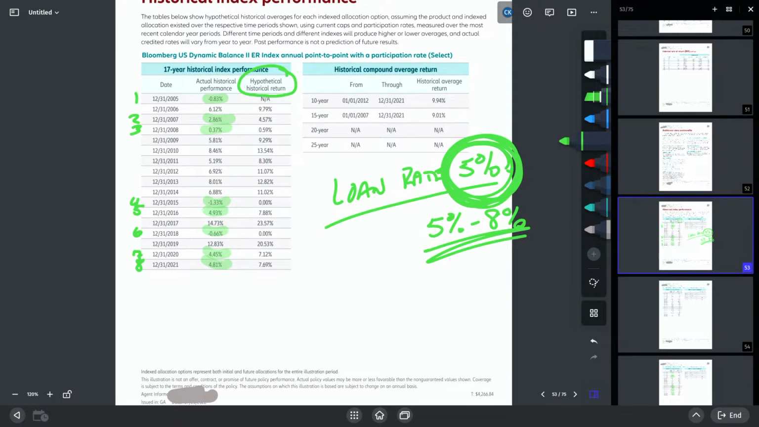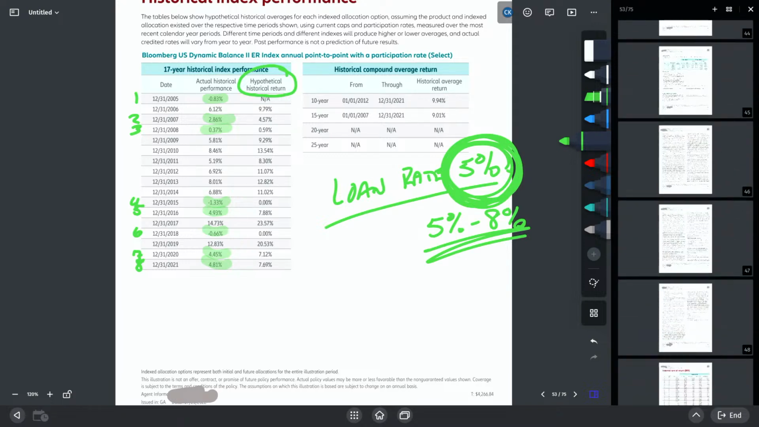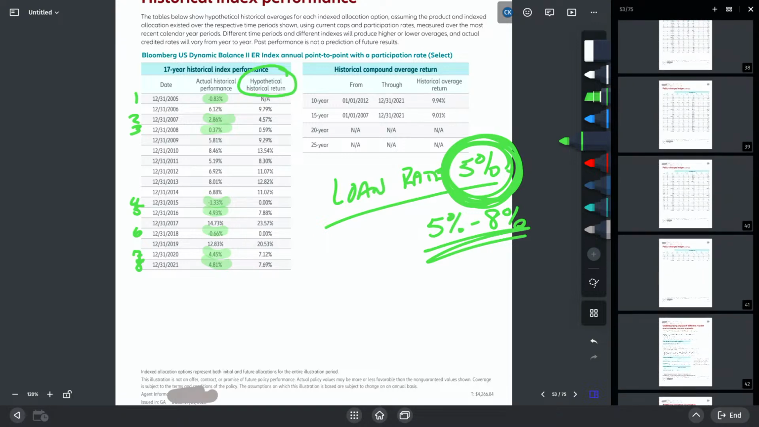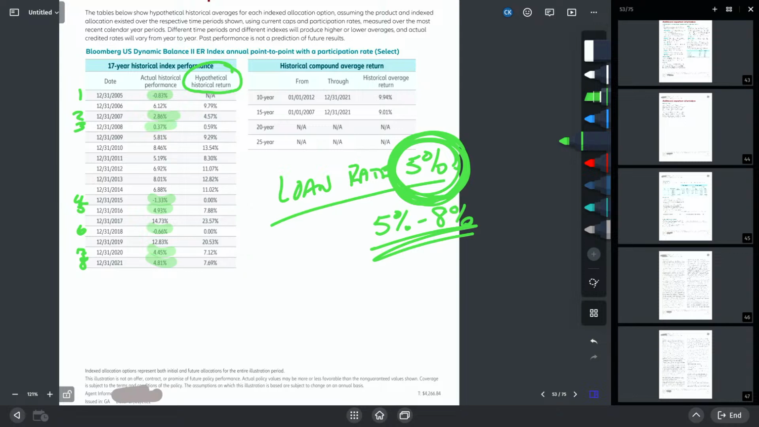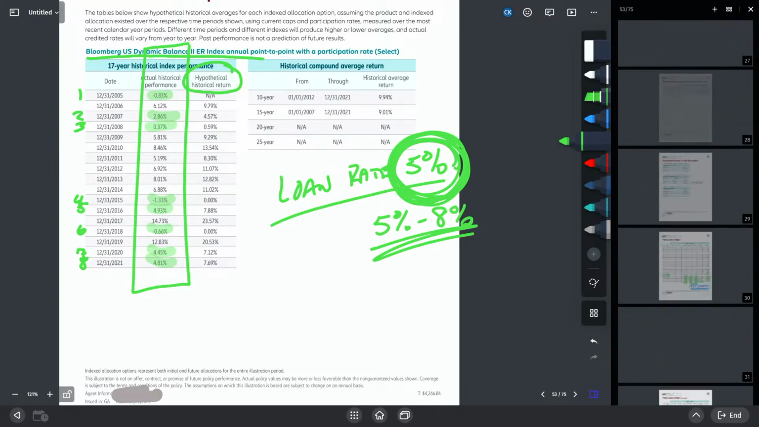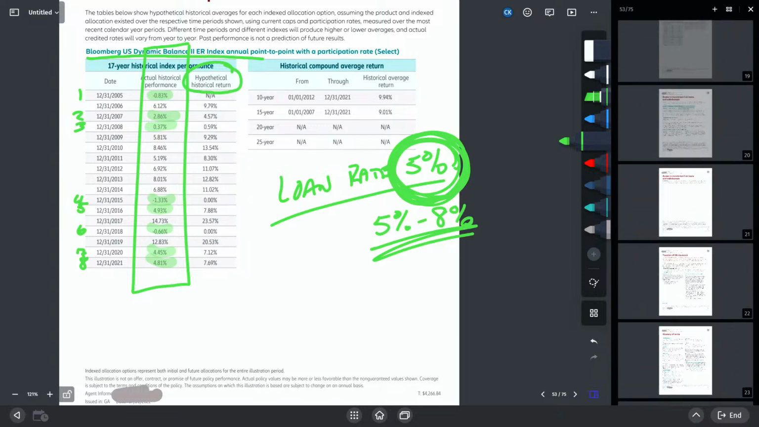So here's what happens. In the illustration that we were just looking at, I always tell people that, first of all, your policy is not going to perform according to this market performance, whatever the index is. Right now, we're looking at the Bloomberg Dynamic Balance 2 ER Index, annual point to point. There's all sorts of different options there. I could look and show you through.